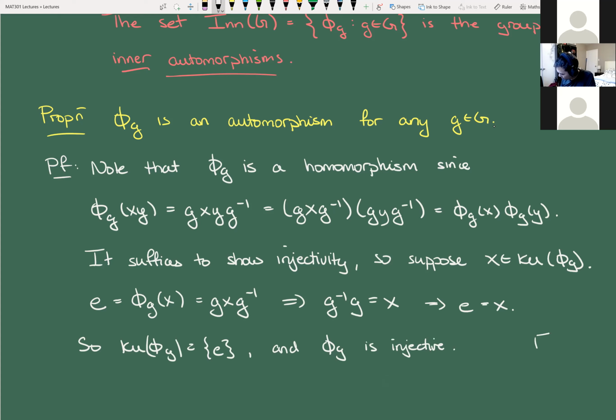And we're done, right? So since it's injective, it's bijective, and it's a homomorphism. Therefore, it's a bijective homomorphism, and so we're done. Of course, equivalently, it would have been enough to just show that there is an inverse map. Can anyone guess what the inverse should be? It turns out it's not too bad.